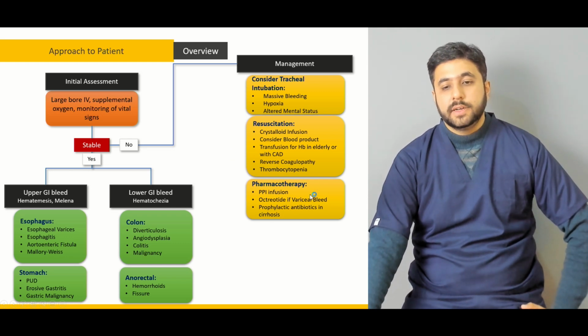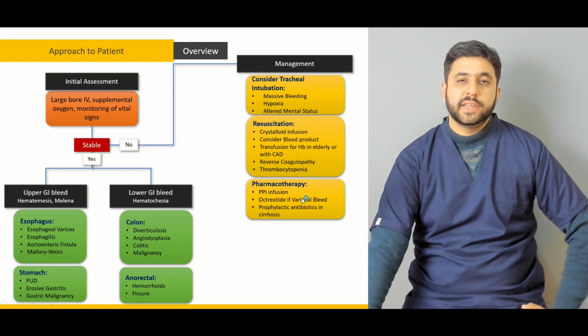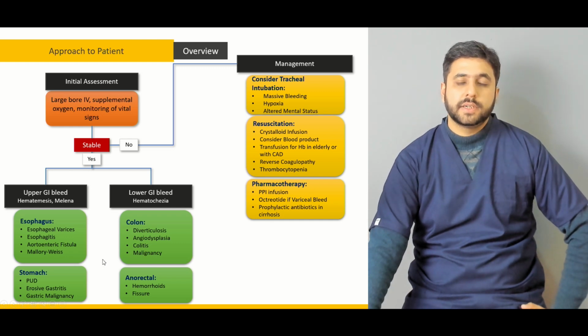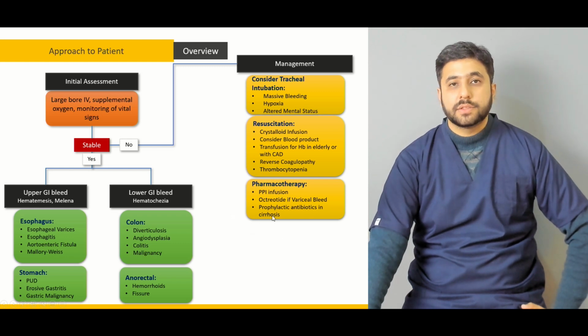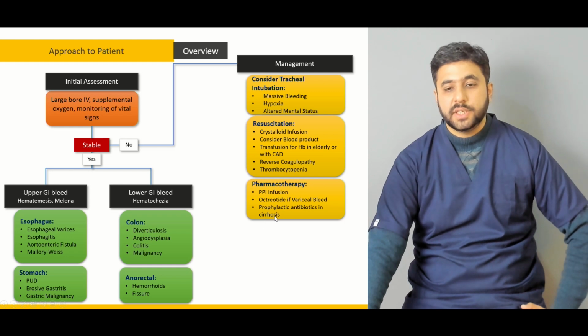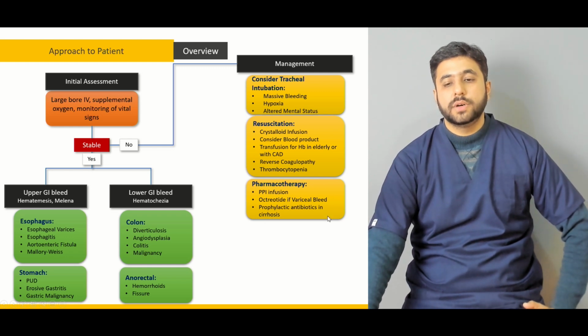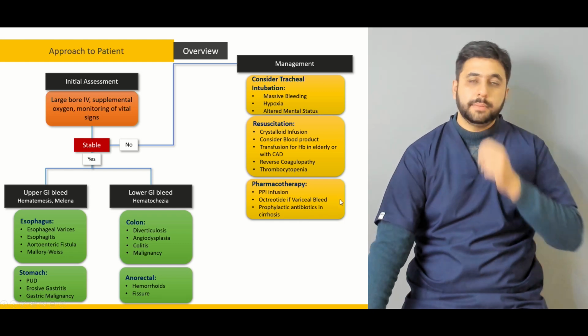Similarly, if the degree of suspicion is high for a variceal bleed, like someone with liver disease, then you can provide an octreotide infusion in that patient initially before scoping the patient. And prophylactic antibiotics are also given in cirrhosis to prevent infection. These two measures in a cirrhosis patient are also helpful in preventing rebleeding.